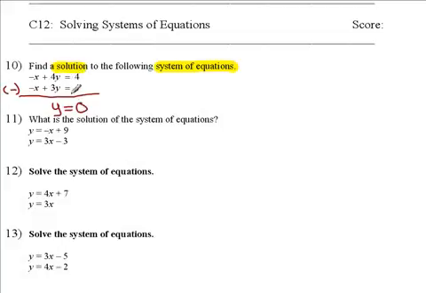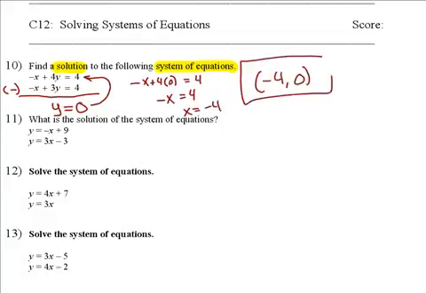I just found out that the point I'm looking for has a y value of 0. I'm going to take that y value of 0 and put it into one of the equations. I'm going to put it in this one. So I've got negative x plus 4 times 0 equals 4. 4 times 0 is 0, so negative x equals 4. Therefore, x equals negative 4. I just found the point. The x part is negative 4. The y part is 0.